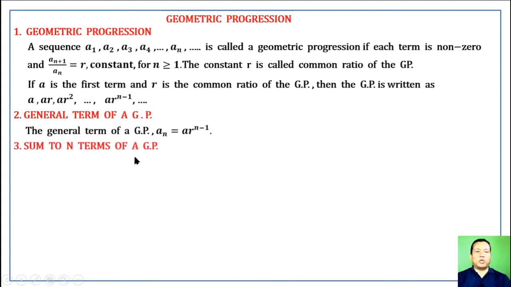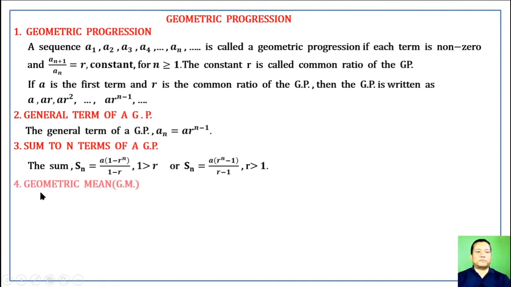Sum to n terms of a GP, whose sum is denoted by Sn, is equal to a times (1 minus r to the power n) by (1 minus r), where r is less than 1, or Sn is equal to a, the first term, times (r to the power n minus 1) divided by (r minus 1), where r is greater than 1. We have two formulas for the sum of the first n terms of a GP. We have to apply the conditions appropriately.